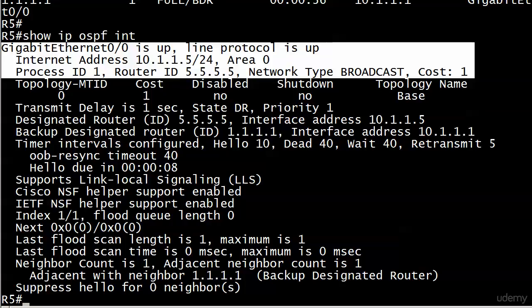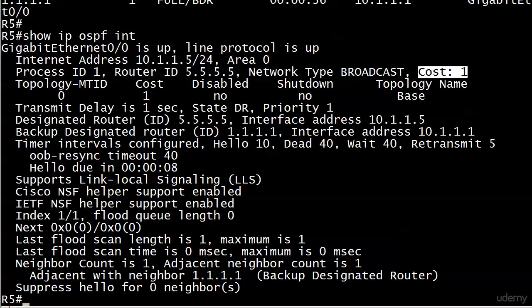There's the process ID, the RID of the local device, the network type, and an Ethernet segment is always going to default to the broadcast network type. The cost is 1. Whenever you hear the word cost referred to in a metric, they're talking about OSPF. We're going to dig more into that as we go through these labs and after we're done building our network. But that is the cost of this specific interface, and the cost of this interface is 1. There's some information here that you might not use for a while. Topology, MTID, some of this stuff down here I wouldn't be too concerned about.